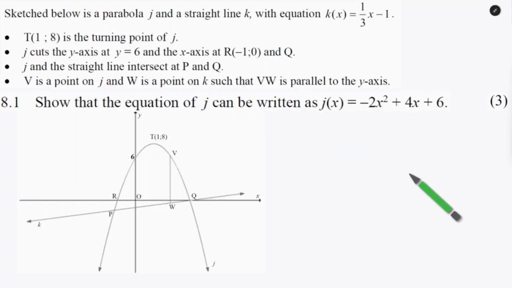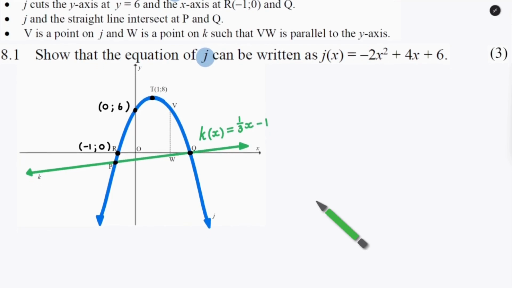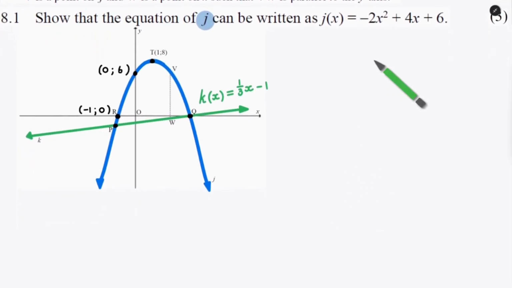In question 8, we've been given a parabola and a straight line. So what I'm going to do is fill in all the points. My parabola is going to be blue and my straight line will be green. And now we need to show that the equation of J can be written as what they gave us over here, this minus 2x squared plus 4x plus 6.